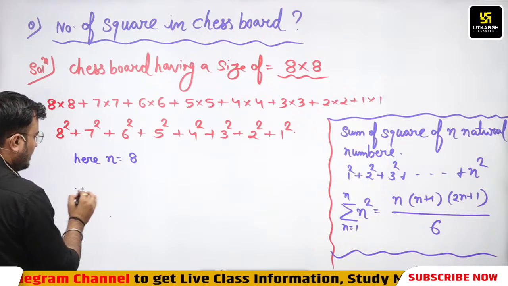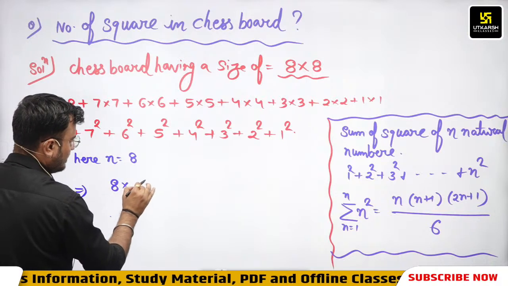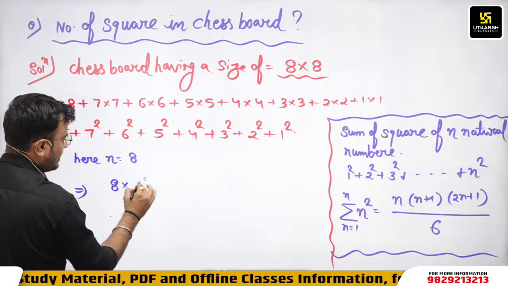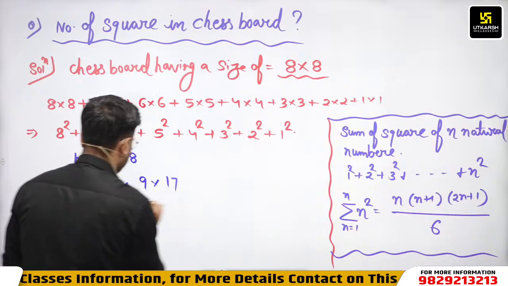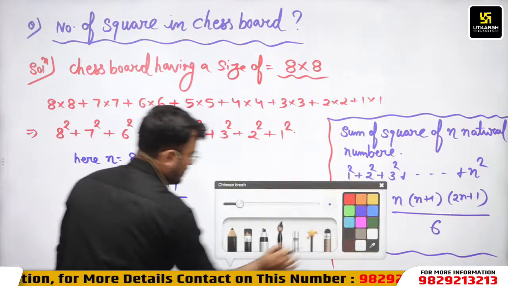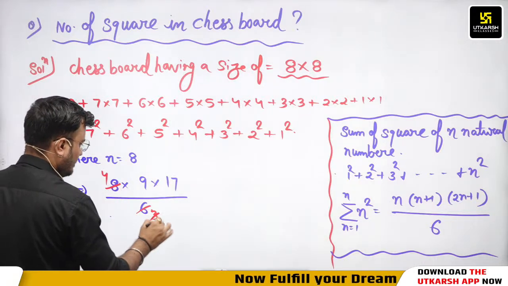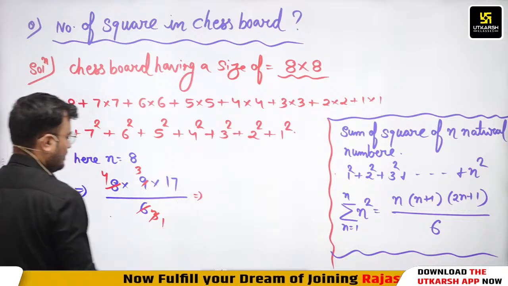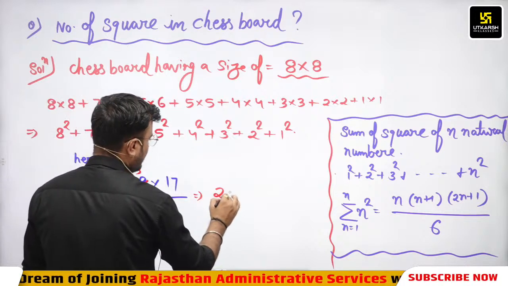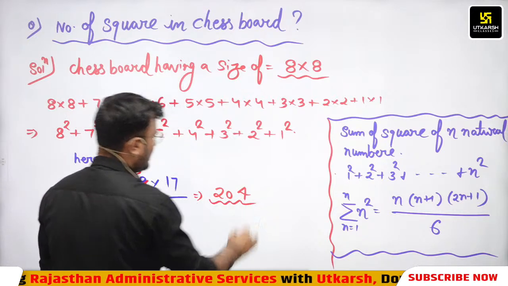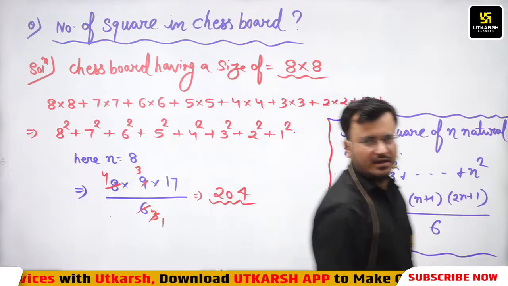So with the help of the formula, n equals 8: 8 plus 1, that will be 9. Then 8 into 2, 16 plus 1, 17, divided by 6. So you can cancel these numbers: 2 3s are 6, 2 4s are 8, 3 1s are 3, 3 3s are 9. If you multiply 17, 4 and 3, you will get 204. So how many squares are there in a chessboard? Total 204 squares.